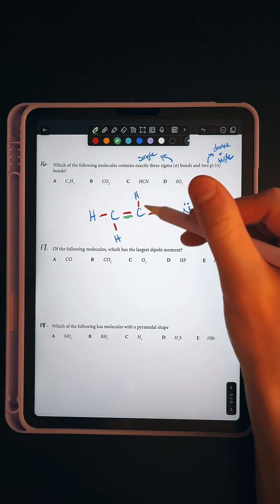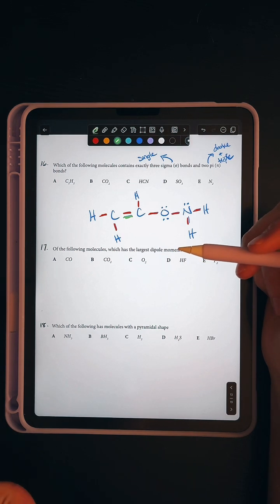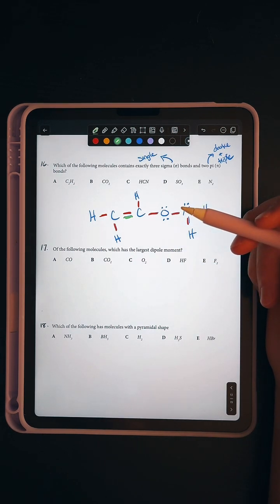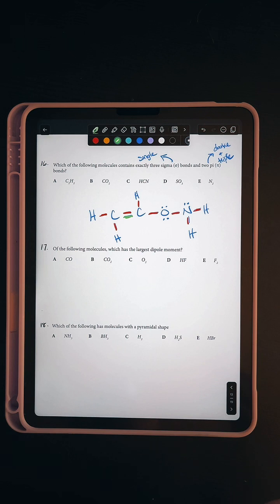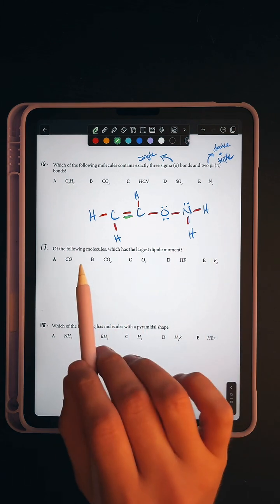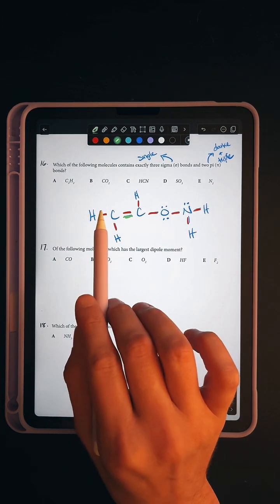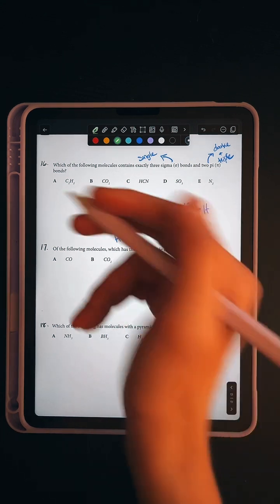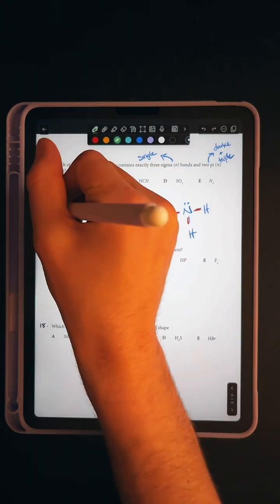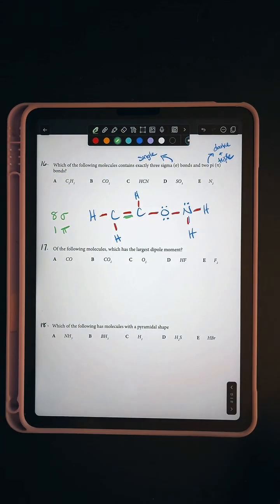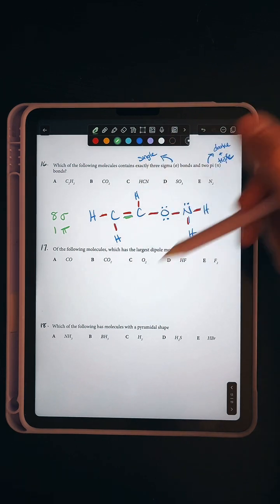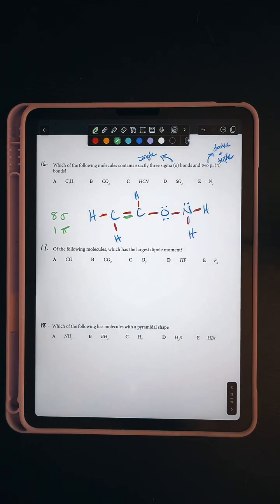Anytime that we have a double bond, we'll have one sigma, one pi. Anytime that we have a triple bond, we'll have one sigma and two pi. So if we were to count up the amount of sigma bonds here, everything in red, 1, 2, 3, 4, 5, 6, 7, 8 sigma bonds, and we have one pi bond. 8 sigma, 1 pi, exactly. So that's a very brief overview of sigma and pi.